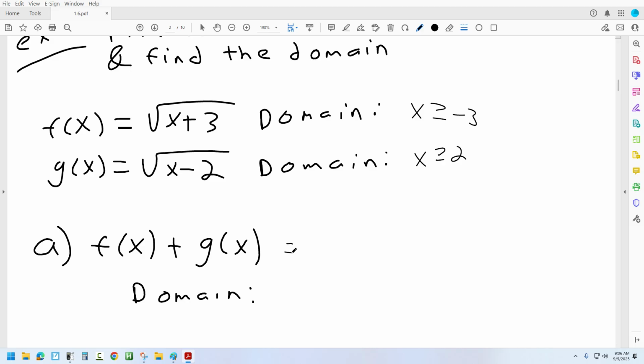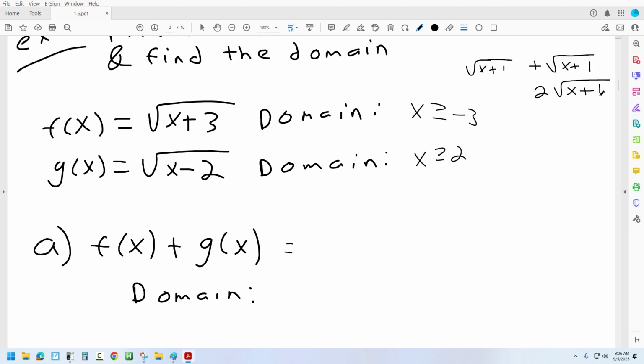When you combine these with addition, these aren't like terms. With square roots, like terms would look like this. Square root of x plus 1, let's say plus the square root of x plus 1. You can combine those together and you could say that that's 2 square roots of x plus 1. That's fine. But we don't have that here.